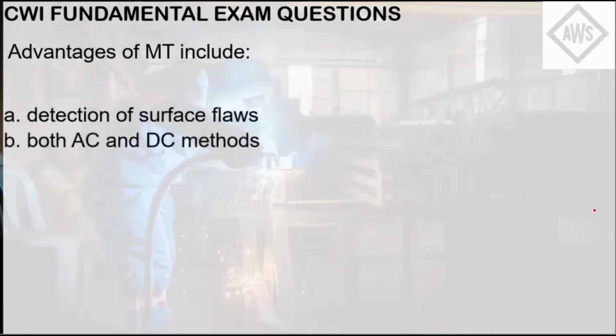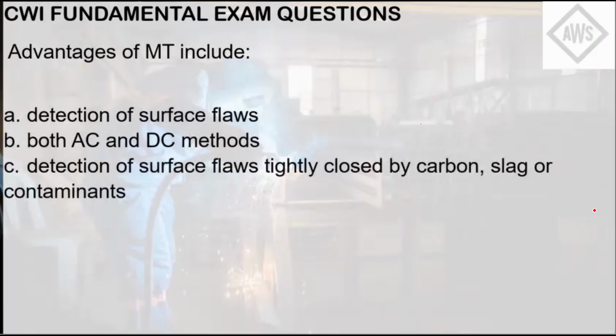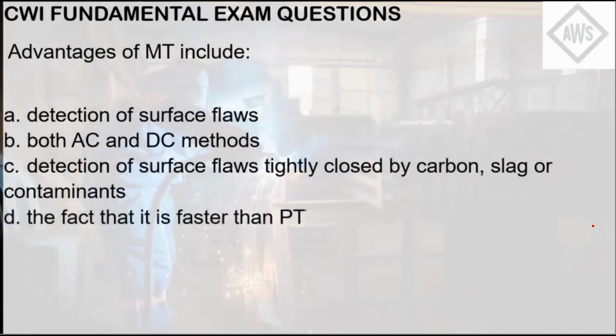Advantages of MT include letter A, detection of surface flaws, letter B, both AC and DC methods, letter C, detection of surface flaws tightly closed by carbon, slag, or contaminants, letter D, the fact that it's faster than PT, letter E, all of the above. MT can detect surface flaws. It can be done in both AC and DC methods.